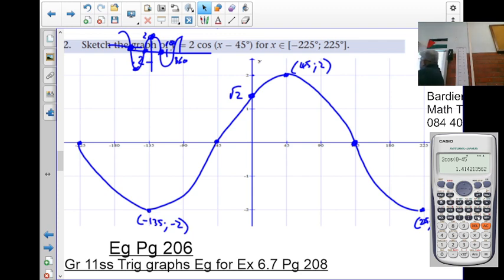Otherwise, you can also do it using the graph. We press mode, table. Okay. So mode table. Now we enter the formula, so the equation of the graph. f of x is equal to 2 cos of (x minus 45 degrees). So make sure your calculator has a D on top, okay? As the calculator needs to be in degrees.